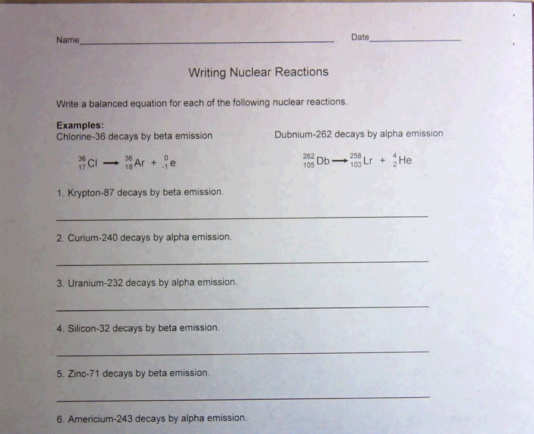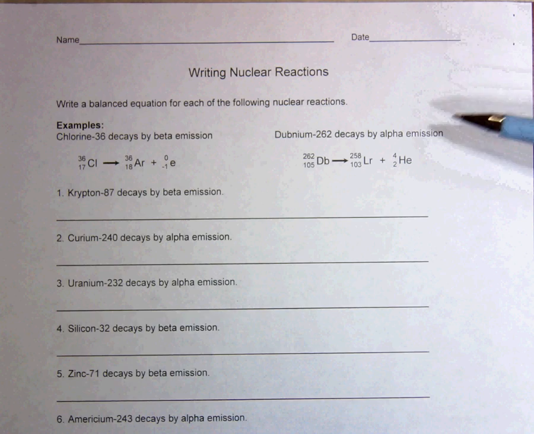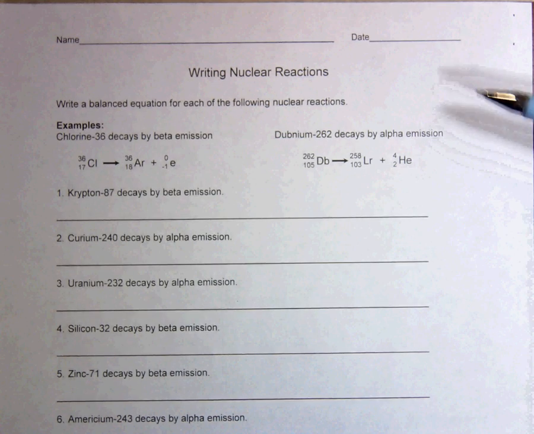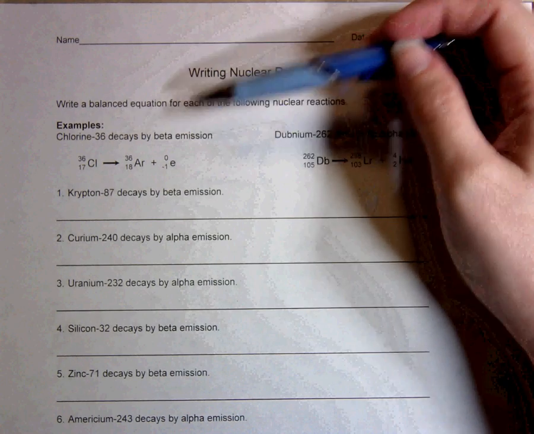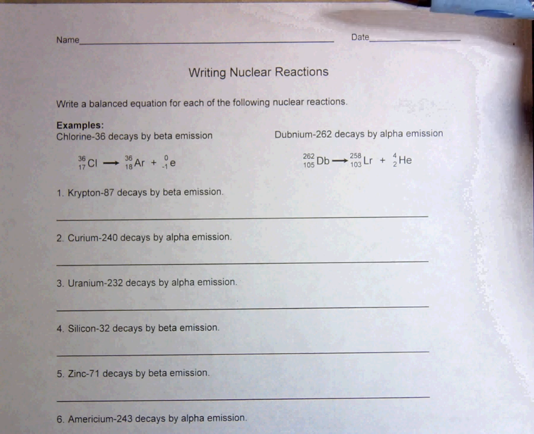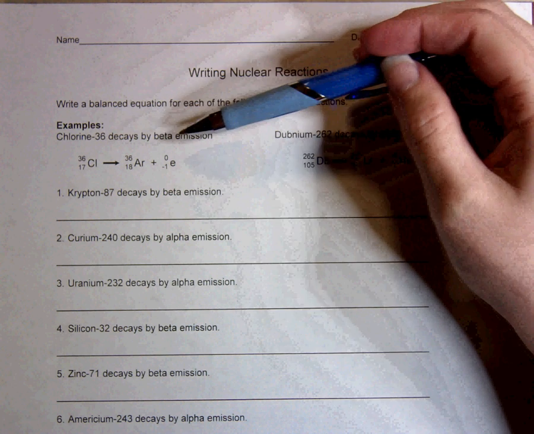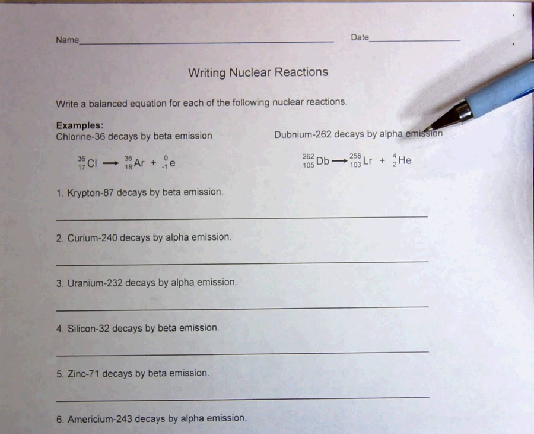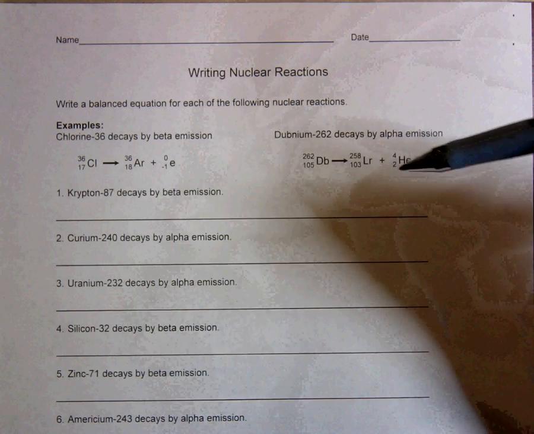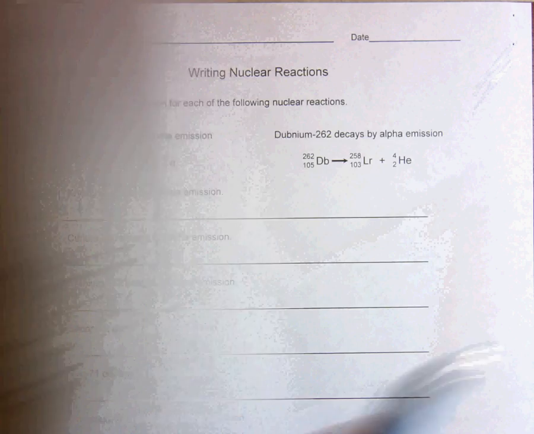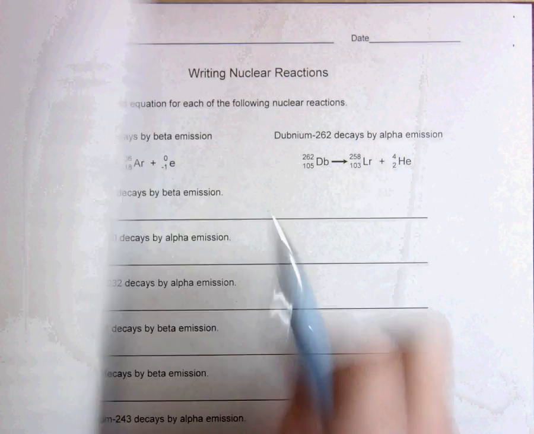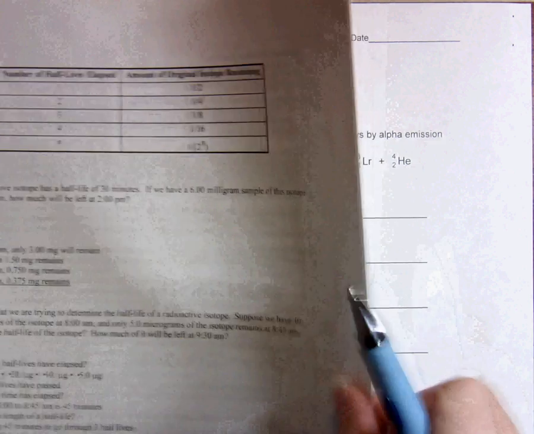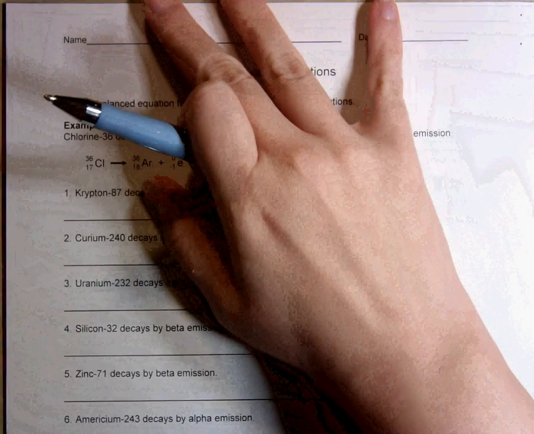Writing nuclear reactions. What this worksheet is talking about is how a radioactive substance will decay, will break apart either by beta emission or alpha emission. And there is information about this in your reading material, and it shows you some examples. There's also two examples here, but in your reading material it also shows you the why, for why they change the way they do.